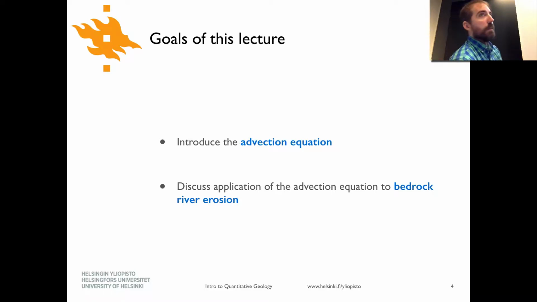So the goals basically are twofold. One, I want to introduce the advection equation, and then secondly, discuss how you can apply that to understand erosion of bedrock rivers.